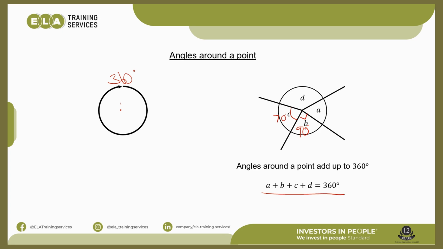Now you may not be given all of the angles, you may only be given two, but you should be able to use a bit of common sense to work out that this one is going to be bigger than 90 and this one is going to be less than 90.